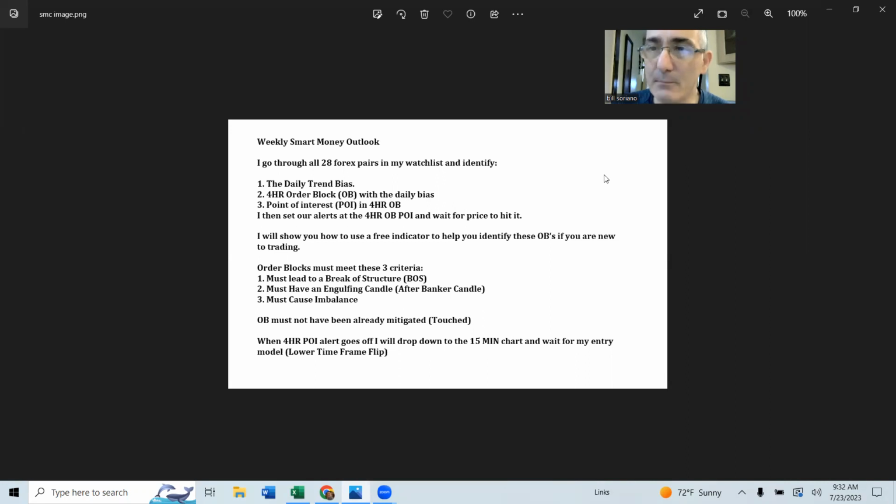And then, of course, once that point of interest alert is hit, we drop down to the 15-minute chart. We don't trade when that 4-hour point of interest alert is hit. We don't take the trade there. We now drop down to our 15-minute chart and wait for our confirmation, right? We want to see price move down, break structure on the 15-minute before we look to set our buy or sell limit orders. So that's how we do it, guys.